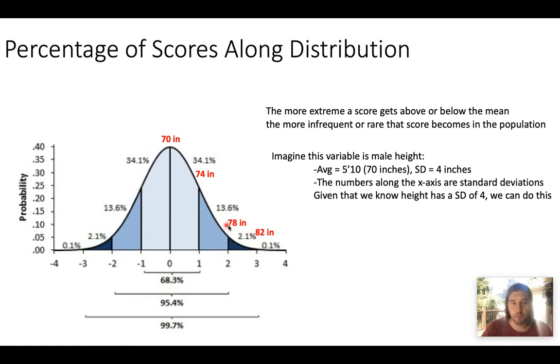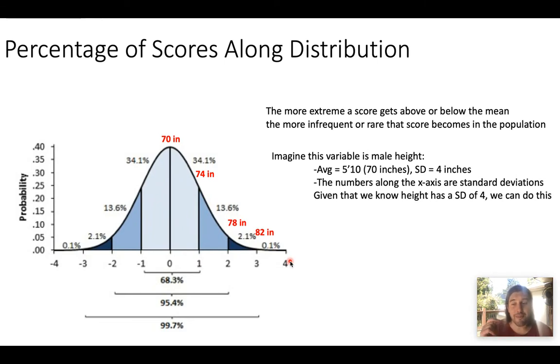Now I can make another claim, right, that only 13.6% of men are between 6'2" and 6'6". Only 2% of men are between 6'6" and 6'10", and only 0.1% of men are taller than 6'10". So we took our mean and we added 1 standard deviation, sort of per mark here, such that we can now describe in great detail the positive half of our height distribution for men.